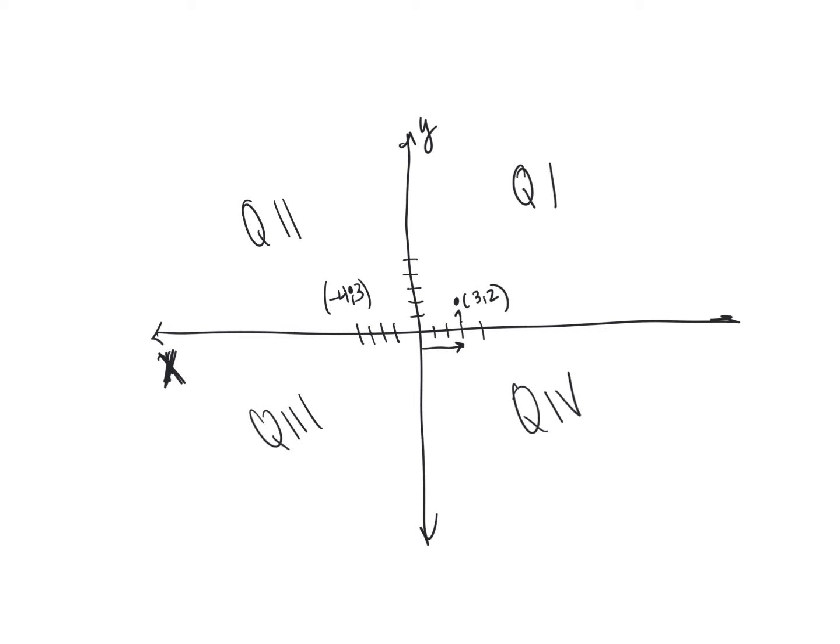In quadrant 3, it's negative, negative. So (-2, -2) would be right here. And in quadrant 4, it's positive, negative. So (2, -2) would be 2 over and 2 down, right there. This point right here is the point (0, 0), and it is known as the origin.